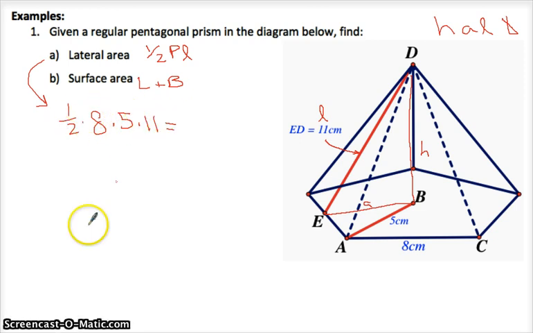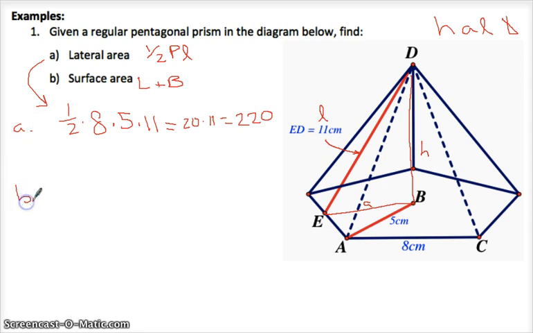Half times 8 times 5 times 11 is not pretty. That's half times 8 times 5 is 20. 20 times 11, I can almost do this in my head. This is 220. I believe you could do that in the calculator probably faster than that. And then, so that's part A.